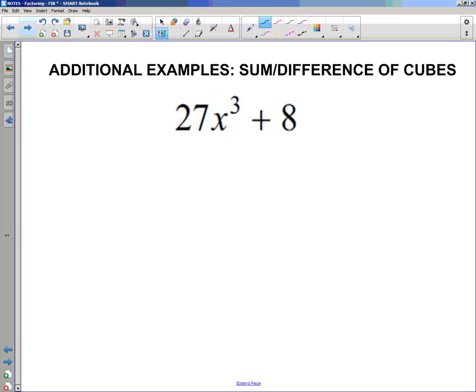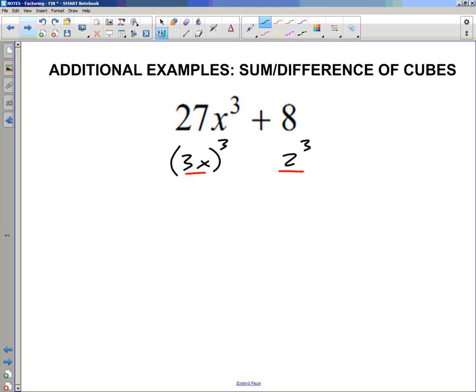Next example, we've got 27x cubed. 27 is 3 to the third power. So our building block is going to have a 3x. And we've also got an 8 here, and 8 is 2 cubed. So our two building blocks are going to be 3x and 2.